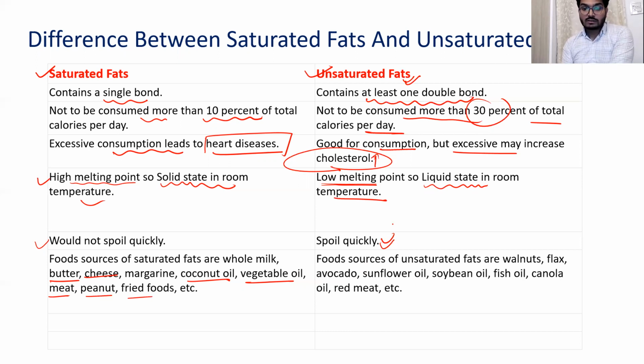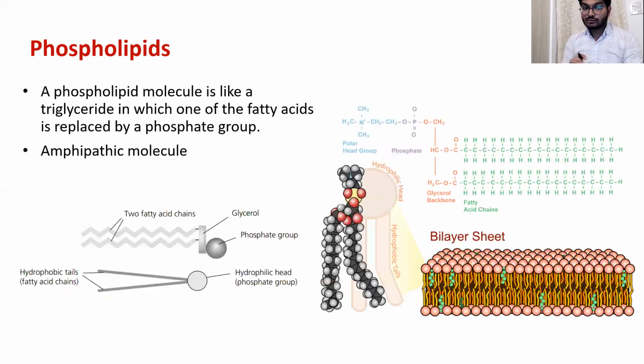Okay, so the food sources, if you just talk about the walnut, flax, sunflower oil, soybean oil, fish oil, these are the sources of the unsaturated fatty acids. All right. Now let's talk about the phospholipids.